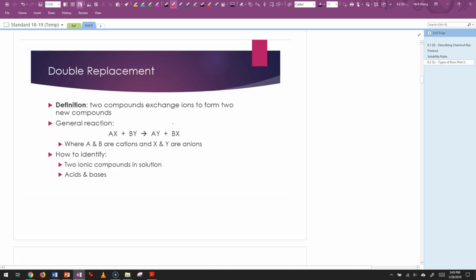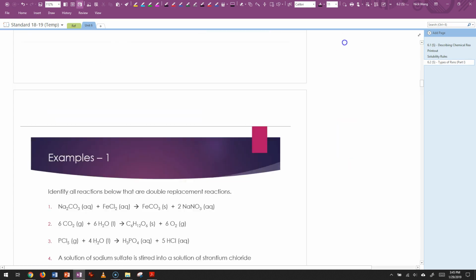Generally speaking, how you know a double replacement reaction is present is when there are two ionic compounds as reactants in solution. Also, you might see acids involved, and sometimes bases too. That one's a little bit more nuanced, and we'll get to those later. But recognize again, for the most part, you're going to look for two ionic compounds.